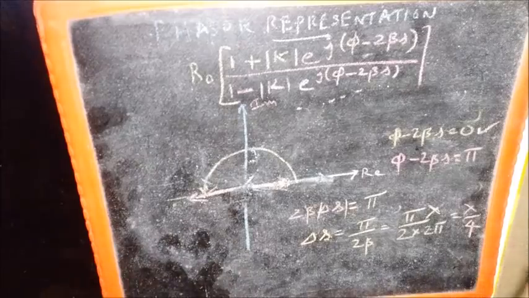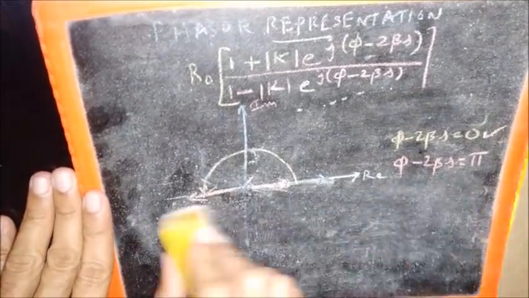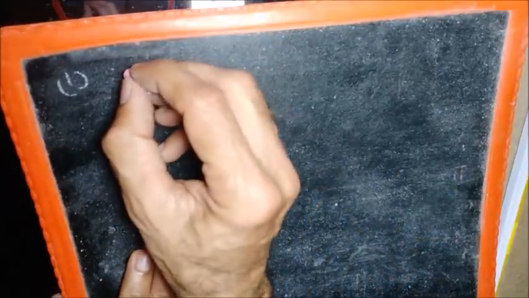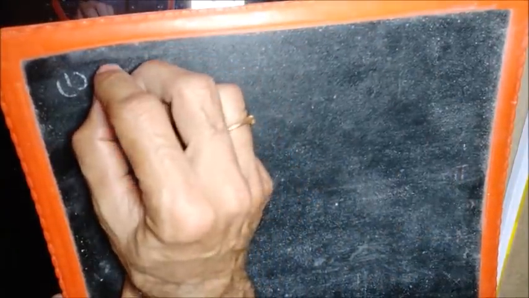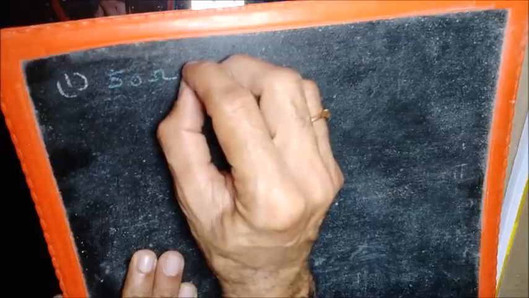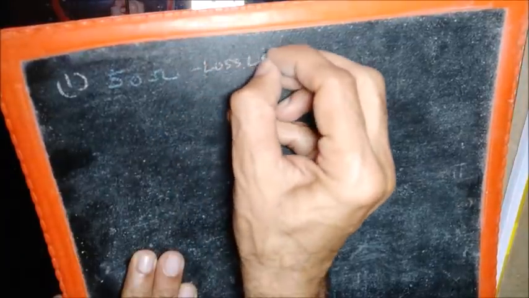So with this, we will move on to solve some simple numerical problems, in the form of some exercises. The first example we take is, again, a simple example, a similar one we had done earlier. The numerical problem we take is that we have a 50 ohm lossless transmission line.